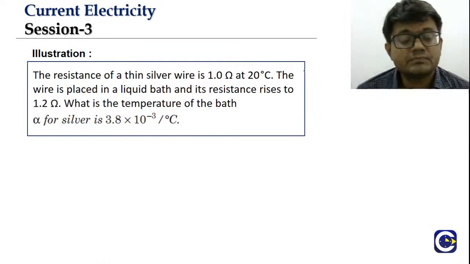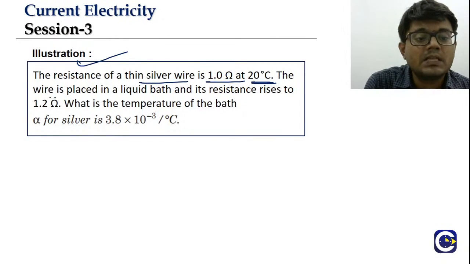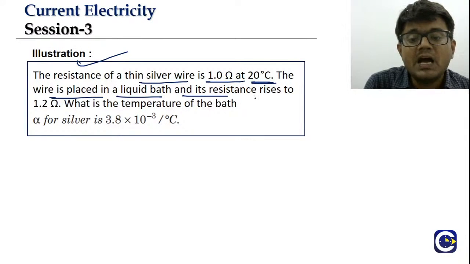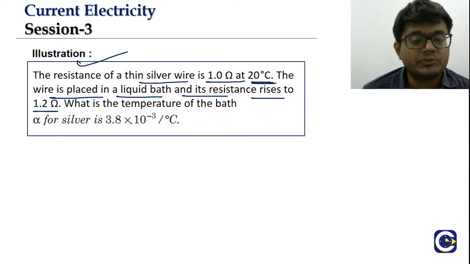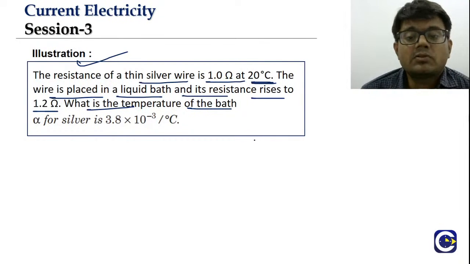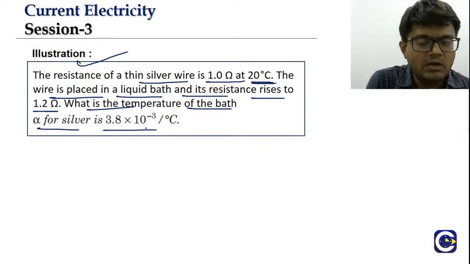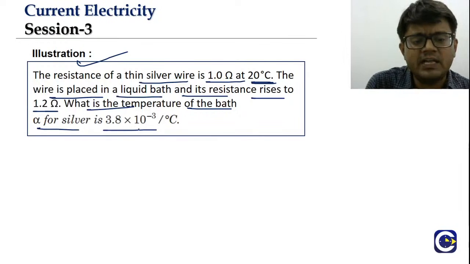Okay, so the question: the resistance of a thin silver wire is 1 ohm at 20 degrees Celsius. The wire is placed in a liquid bath and its resistance rises to 1.2 ohms. What is the temperature of the bath? So here we have to calculate the temperature of the bath. Alpha for silver, as I said, generally we will use the same alpha for temperature coefficient of resistivity or resistance. Alpha for silver is 3.8 into 10 power minus 3 per degree Celsius.